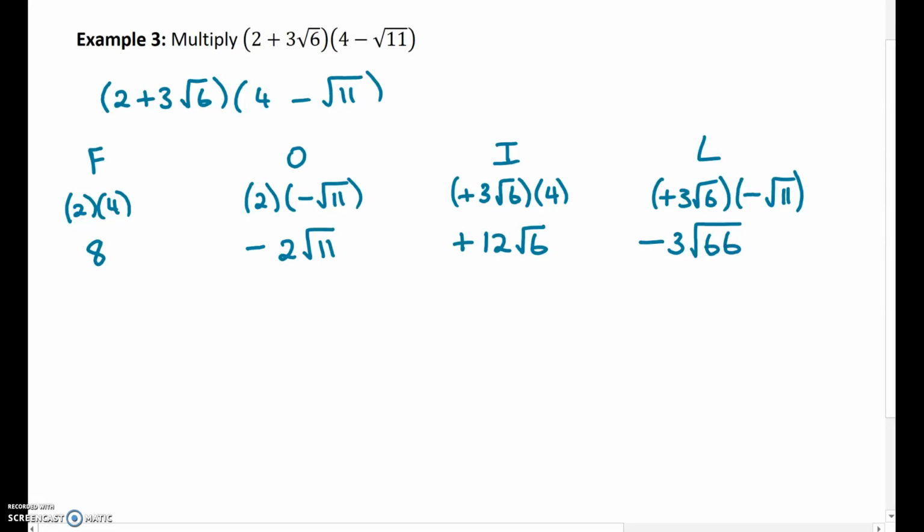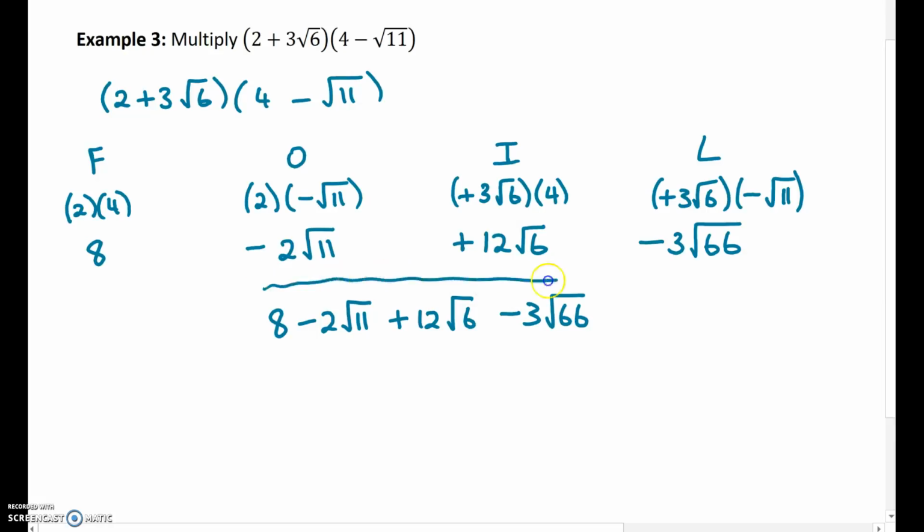And that leaves you with just putting all those together. 8 minus 2 times the square root of 11 plus 12 times the square root of 6 minus 3 times the square root of 66. And 6 and 11 certainly can't be simplified, and I don't think root 66 can either, so that's your answer. You can't combine that any more than we have done there. Okay, all the square root pieces are different, so we just leave it that way.